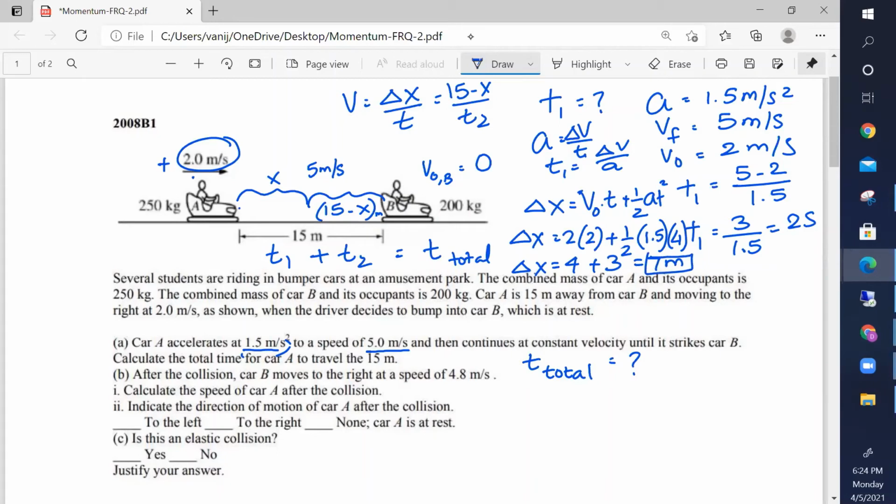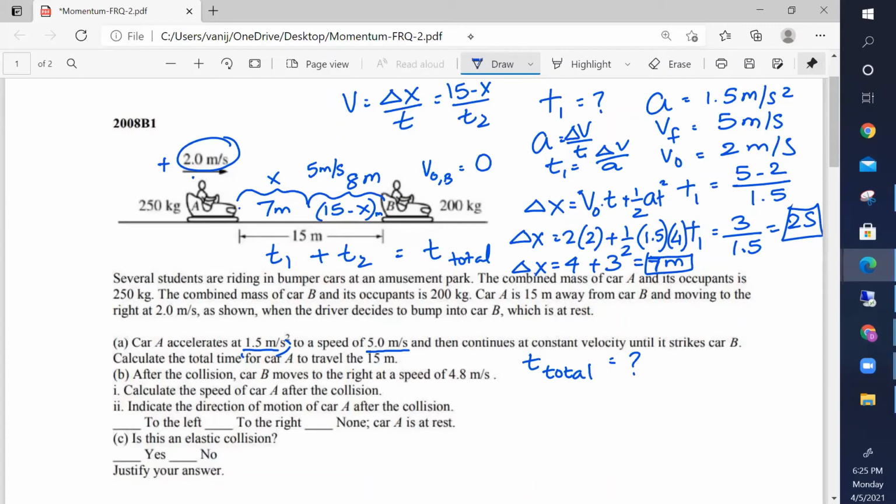So in that time of 2 seconds, the car actually traveled a distance of 7 meters. So this right here is 7 meters. If this distance is 7, I know how much this distance would be: 15 minus 7, and that is going to be 8 meters.